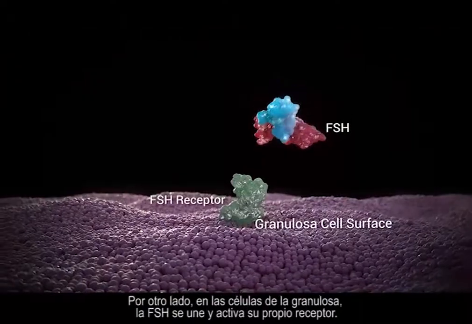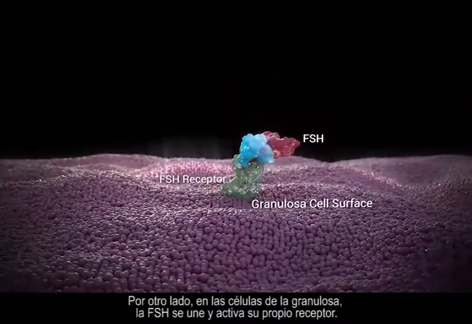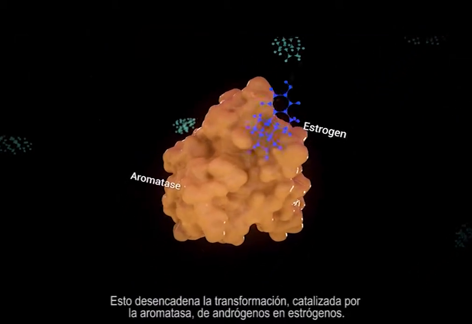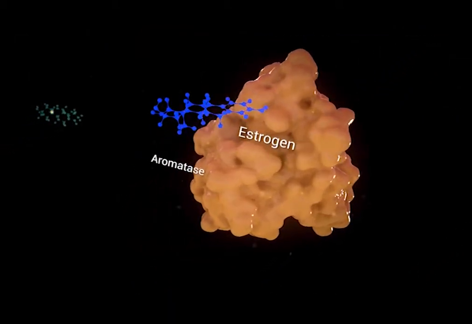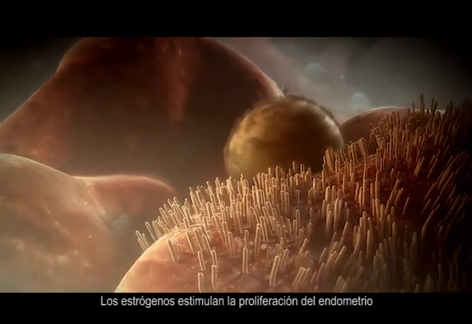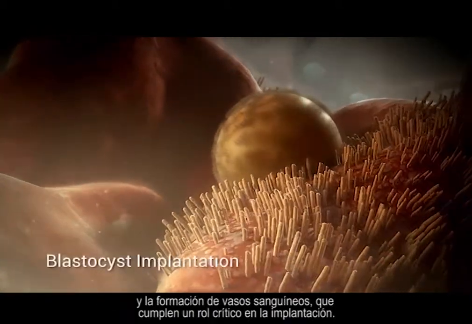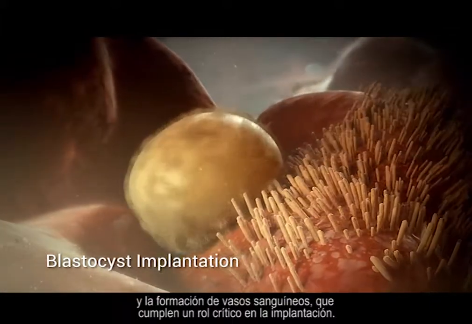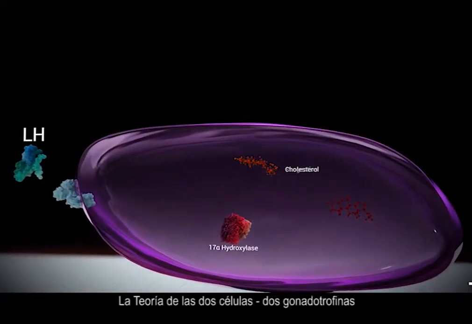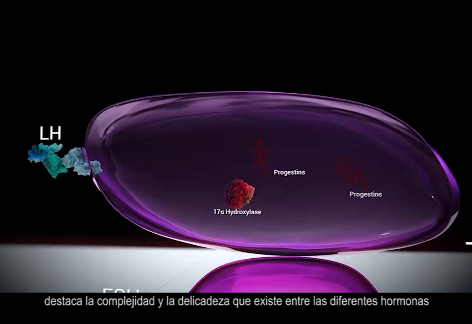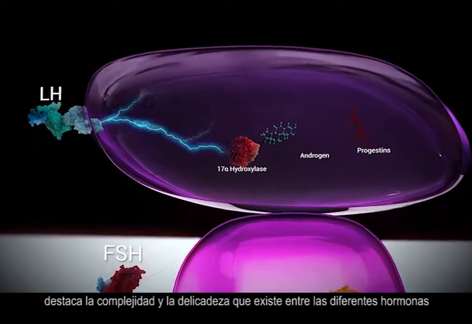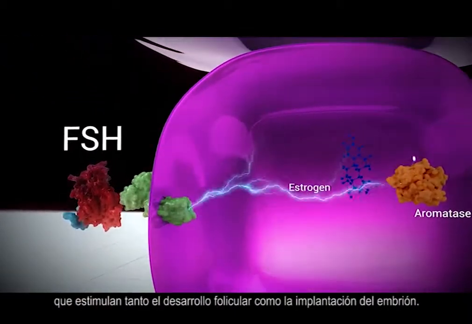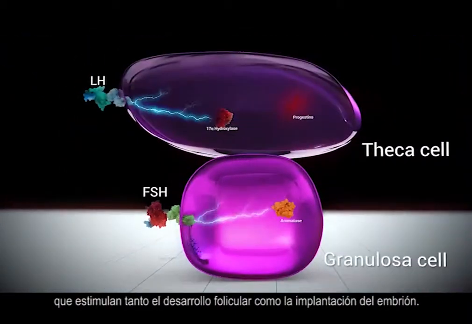On granulosa cells, FSH binds to and activates its receptor. This triggers aromatase's conversion of androgens to estrogen. Estrogen stimulates endometrium proliferation and blood vessel formation, which play a critical role in implantation. The two-cell, two-gonadotropin theory highlights the complexity and delicate balance that exists between different hormones which promote embryo implantation as well as follicular development.